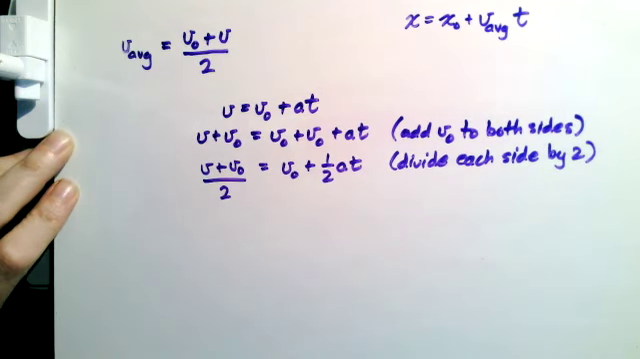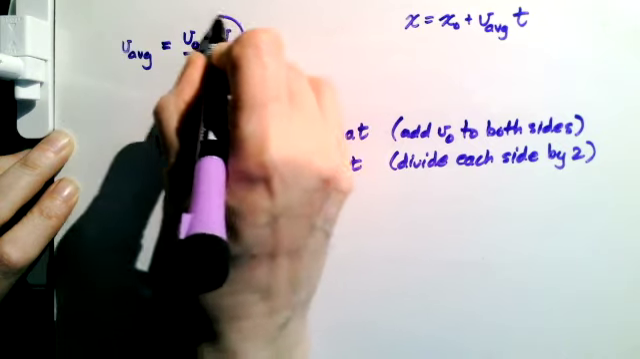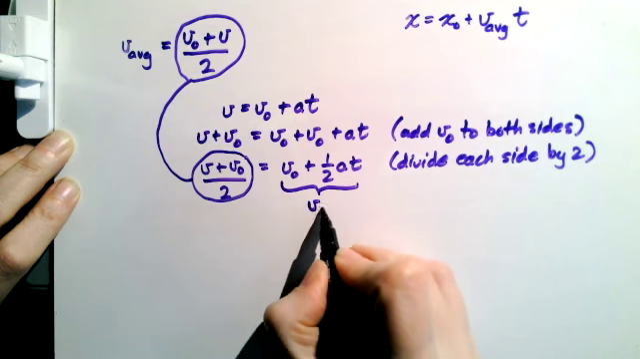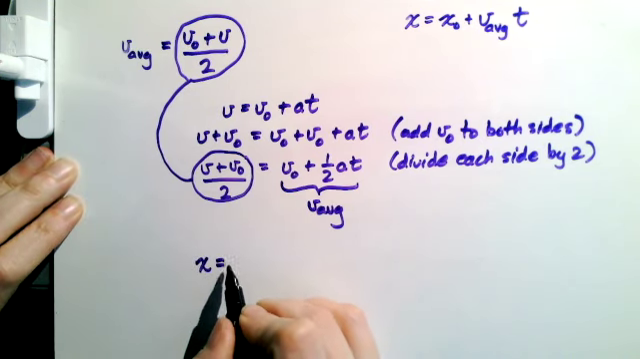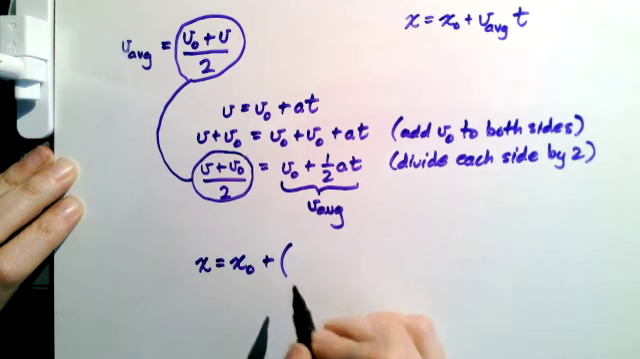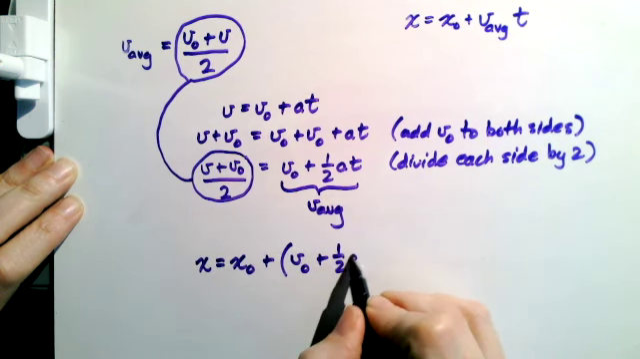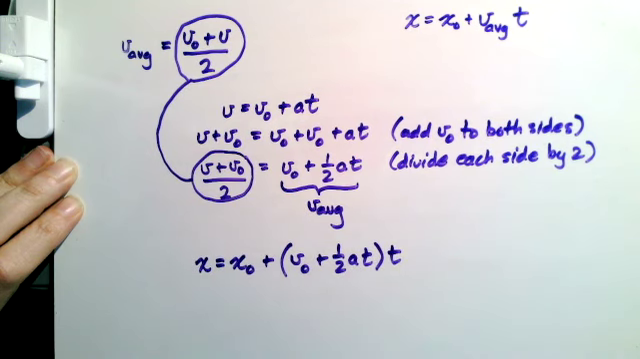Now it's clear that the left-hand side of this equation looks just like the v average that we defined earlier, the average velocity based on the mathematical mean of 2 values. And that means that this side of the equation must also be equal to v average. So let's plug it into the displacement equation where we have v average. So we have the final position equals the initial position plus v average, which we can now write as v initial plus 1/2 at, and all of that times the time.